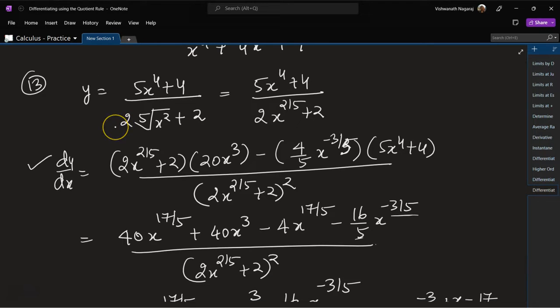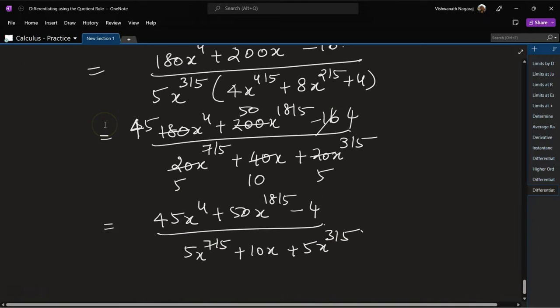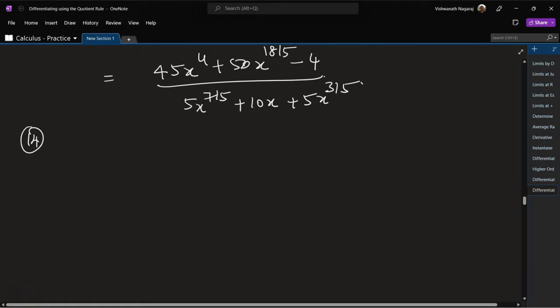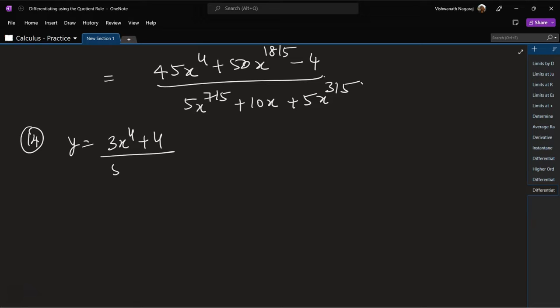So, this was one step of calculus and n number of steps of algebra. Let's do the 14th one. Y is equal to 3x to the power of 4 by 4 plus 4 by 5 minus 4 by x cube. We know we can rewrite this as 3x to the power of 4 plus 4 by 5 minus 4x to the power of minus 3, right?